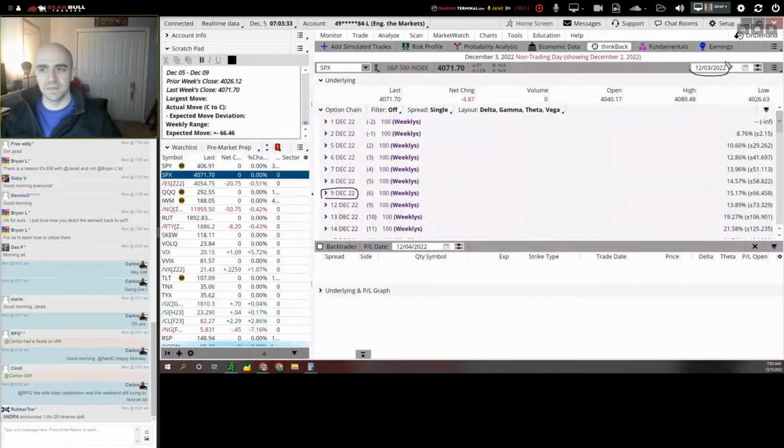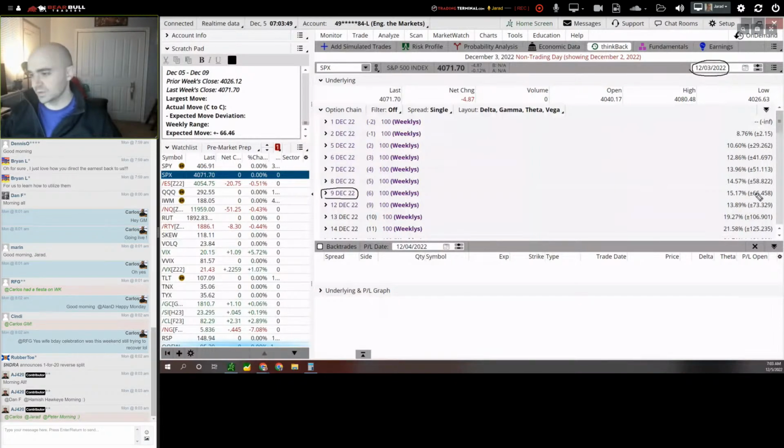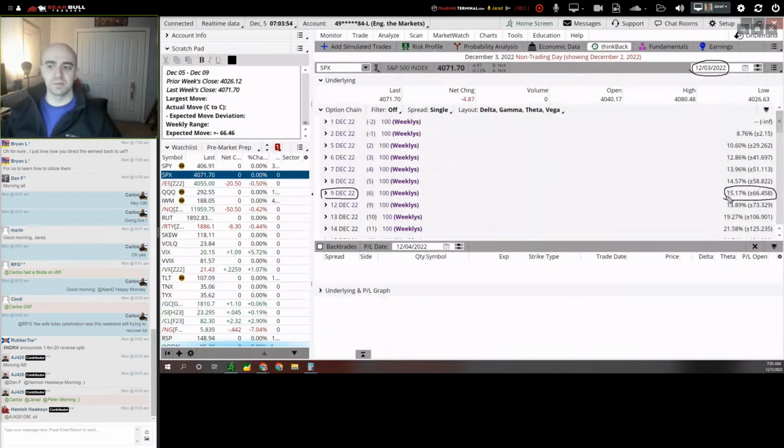I'm also making sure that the platform only shows data relative to a closed market. You might see a little bit of a difference here if you are using live Monday data, as the market is in pre-market starting to shift and a little bit of hedging in the futures market is changing. But all in all, the number I'm concerned with is this one right here, which is about 66.46 plus or minus for the week.